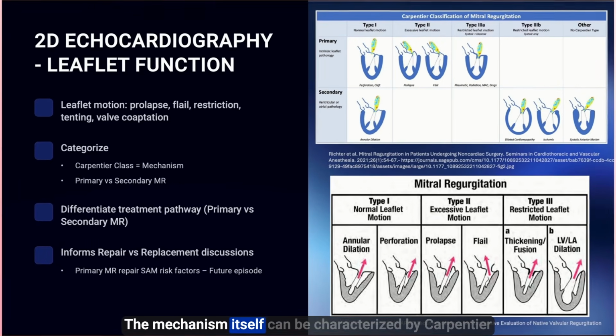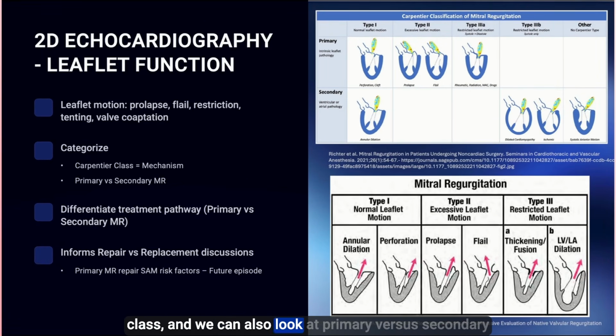The mechanism itself can be characterized by Carpentier class. And we can also look at primary versus secondary here to further characterize in our head the mechanism of the MR. And as we mentioned previously, primary versus secondary MR have different treatment pathways. That's why it's important to characterize. Also, the Carpentier class will inform repair versus replacement decision-making. So let's look a little bit closer at the types of Carpentier class.